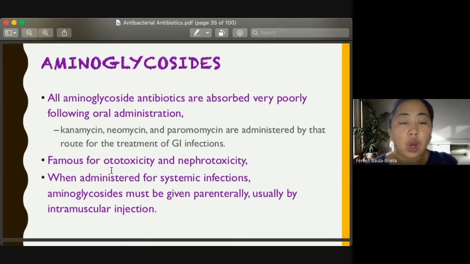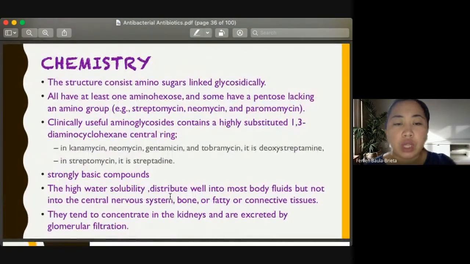So these compounds are very famous for ototoxicity and nephrotoxicity. And when administered for systemic infections, they have to be given via parenteral administration, usually IM. Okay, usually they're given IM. So according to chemistry, the structure of aminoglycosides consists of amino sugars linked glycosidically. All have at least one aminohexose, and some have a pentose lacking an amino group.